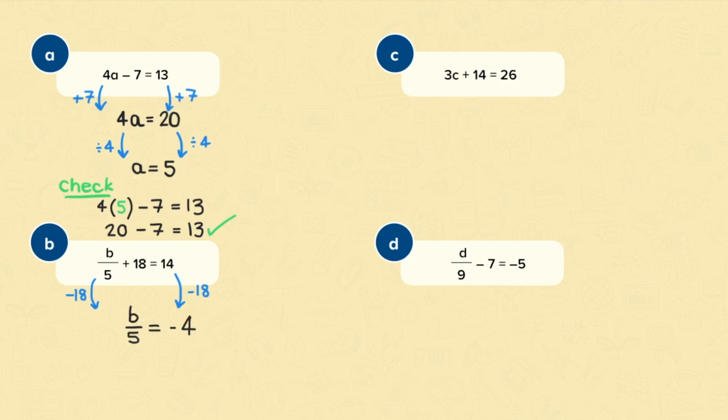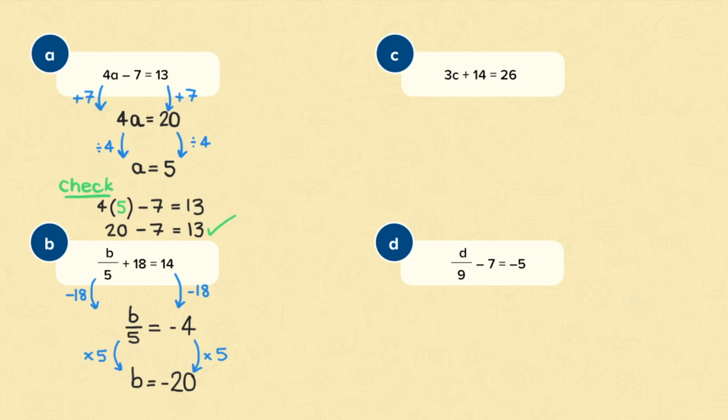The inverse of dividing by 5 is multiplying by 5. So we multiply both sides by 5, which gives us b equals negative 20. Now, pause the video and have a go at C and D.